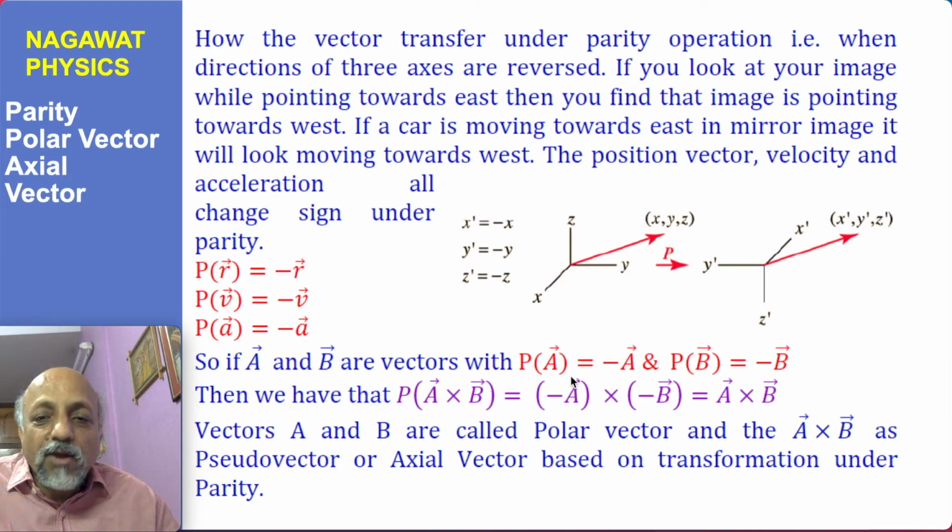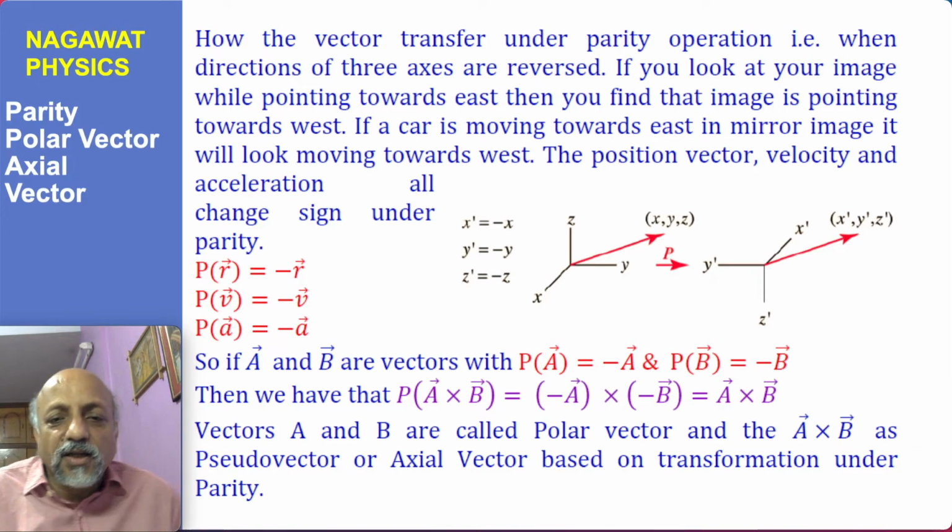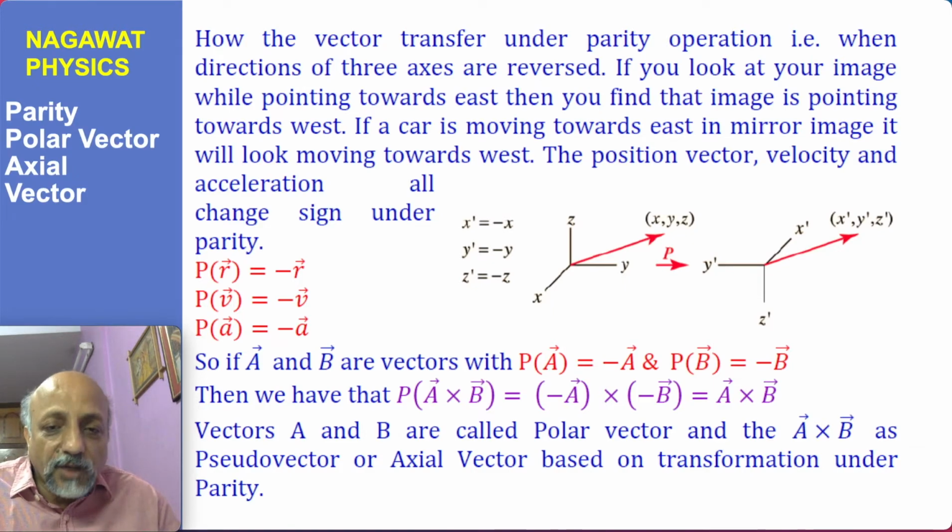So if P of A is minus A, P of B is minus B, when parity operated on A gives you minus A, when parity operated on B gives you minus B, but parity operated on A cross B will give you minus A cross minus B, which is the same A cross B. So these vectors like A cross B are different, as you will later realize when we take up tensors in a more serious manner. So P of A cross B is equal to A cross B.